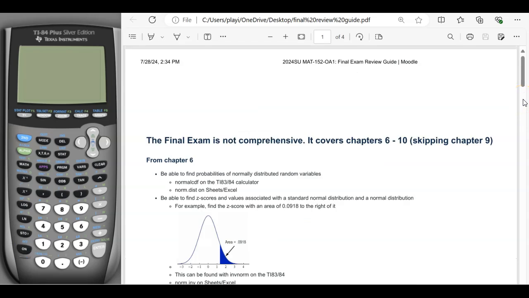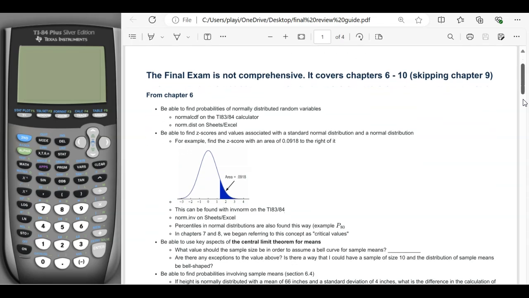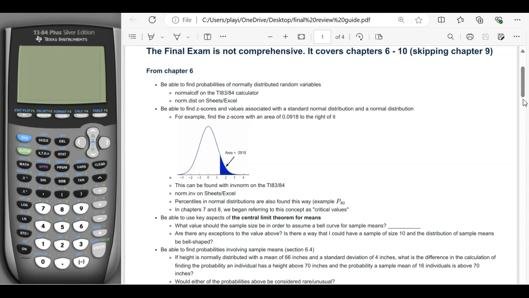All right, Stats class, we're going to go over the final exam review guide that I sent out to you guys. There's a lot of blanks on here. I just want to go over the blanks and what goes in those blanks.